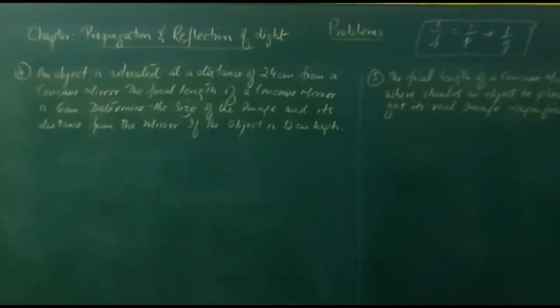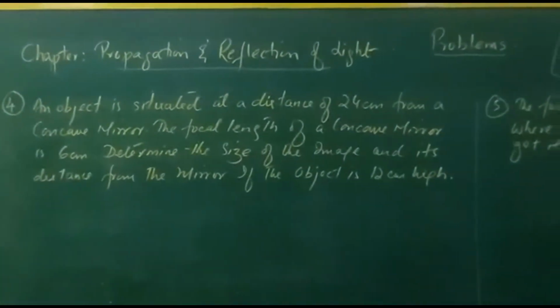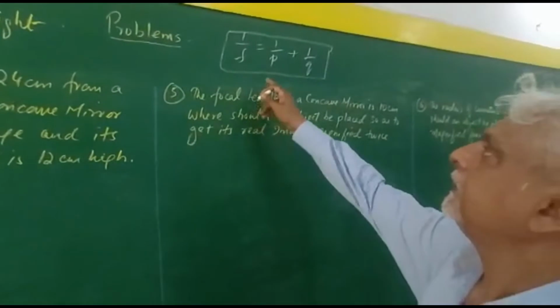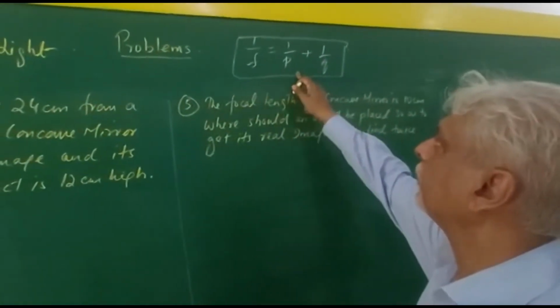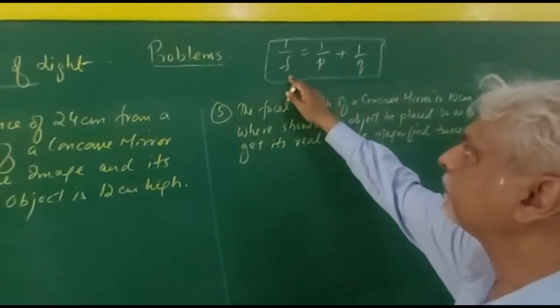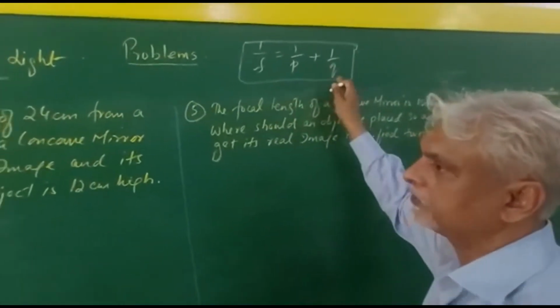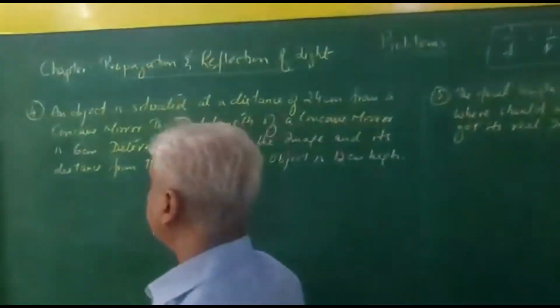Hello everybody, I'm Robin Roderick. Yesterday we solved 3 questions from this chapter. Today I'll be doing question number 4, 5 and 6. We are using the same formula, the mirror formula for spherical mirrors. 1 upon f is equal to 1 upon p plus 1 upon q. f is the focal length, p is the object distance and q is the image distance. So let's start with question number 4.